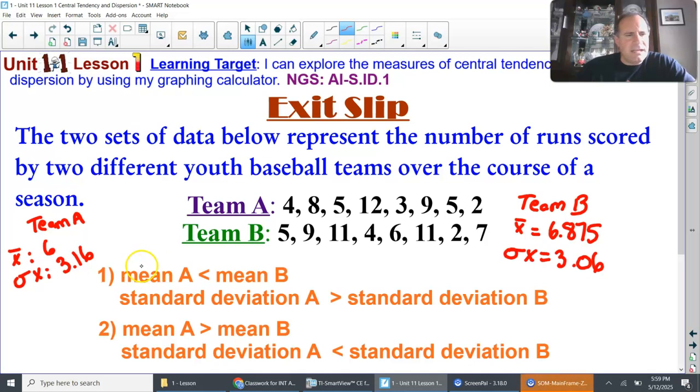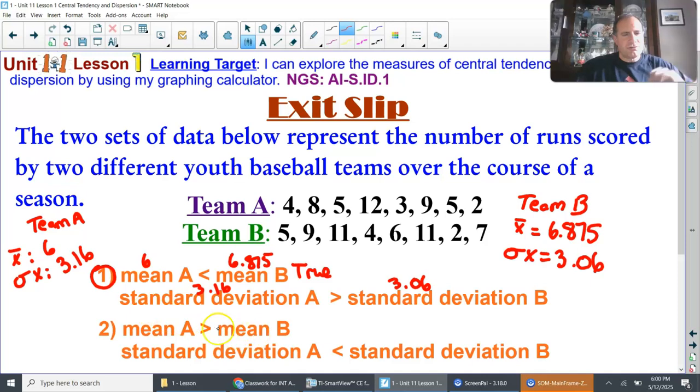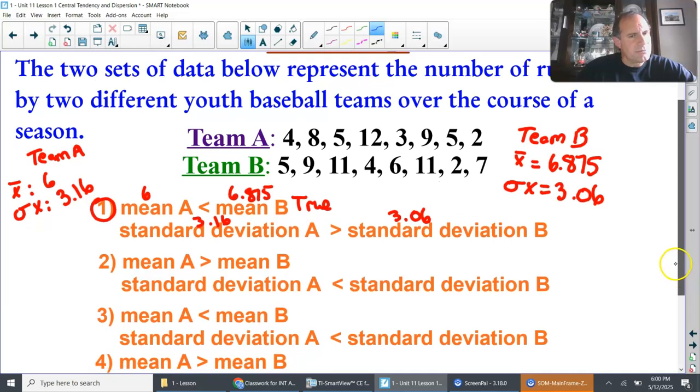The mean of A is 6. The mean of B is 6.875. So that's true. The standard deviation of A is 3.16. Is that greater than the standard deviation 3.06? Yes, it is. So this is your answer, number 1. And that is true. Let me just go ahead and look at the rest of them because that was just too easy.